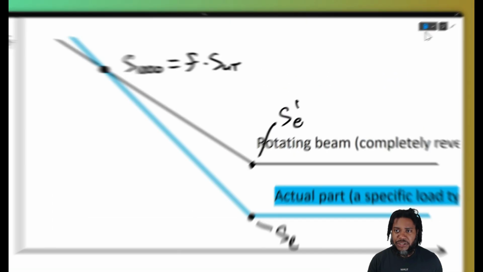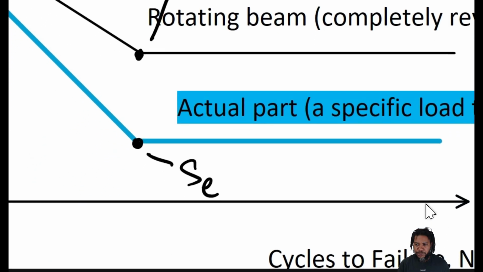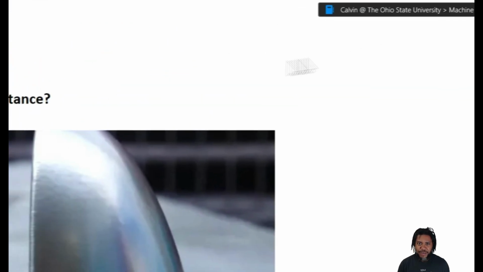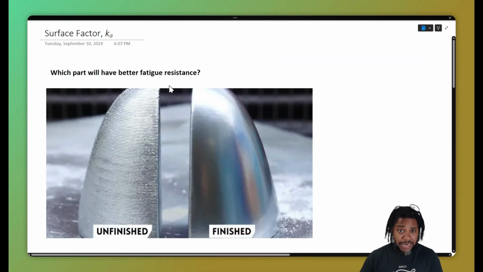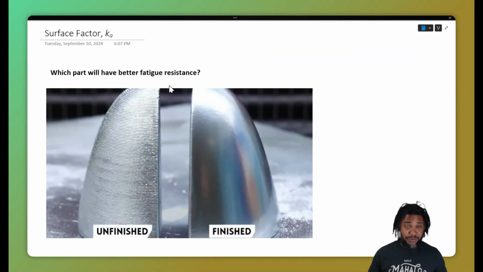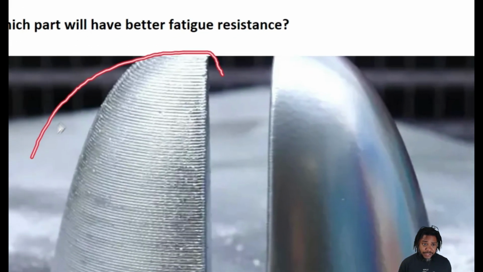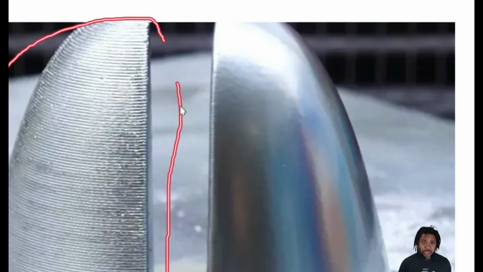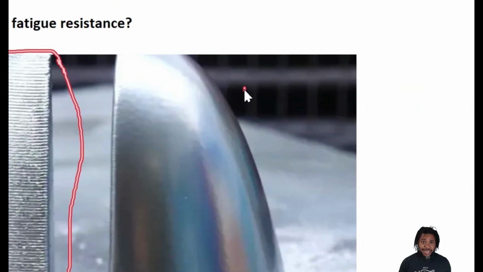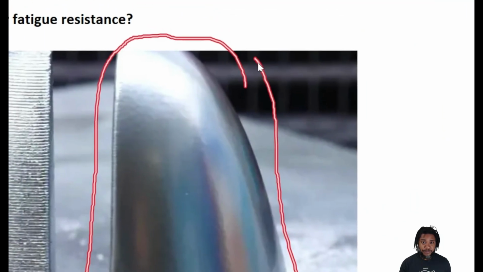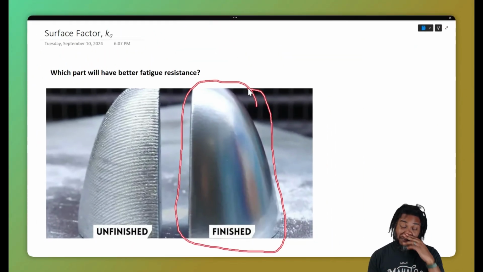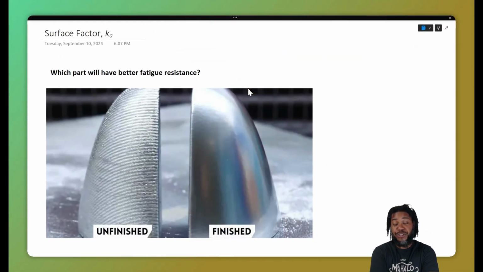So now let's go ahead and learn about our first endurance limit modification factor. That is our surface factor. And let's just start with a picture here. We've got a picture of a part. One of them is unfinished, so it looks to have a rough surface. And another is polished and finished and smooth. Which of these two components will have better fatigue resistance?